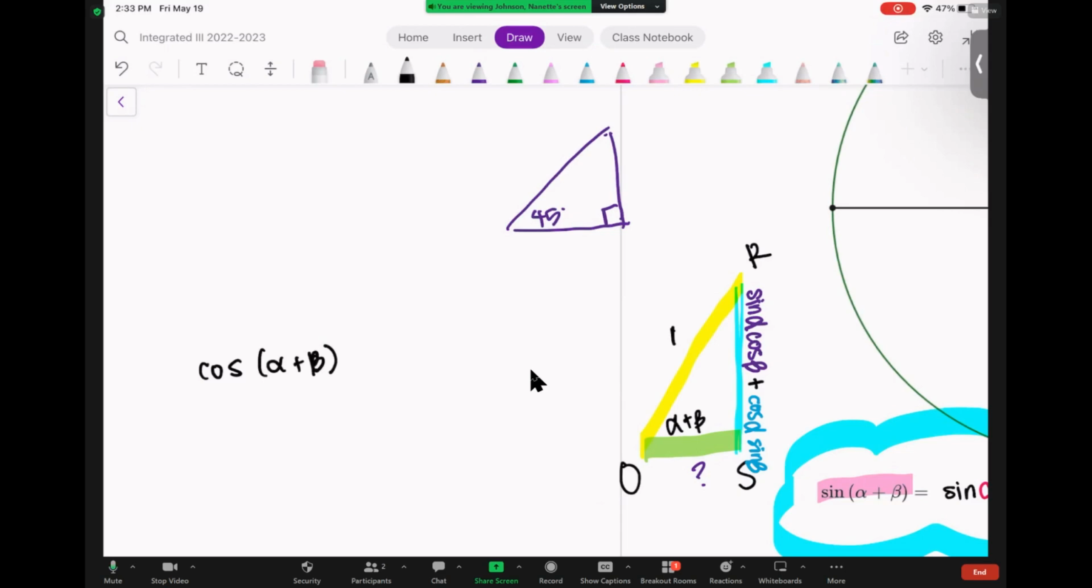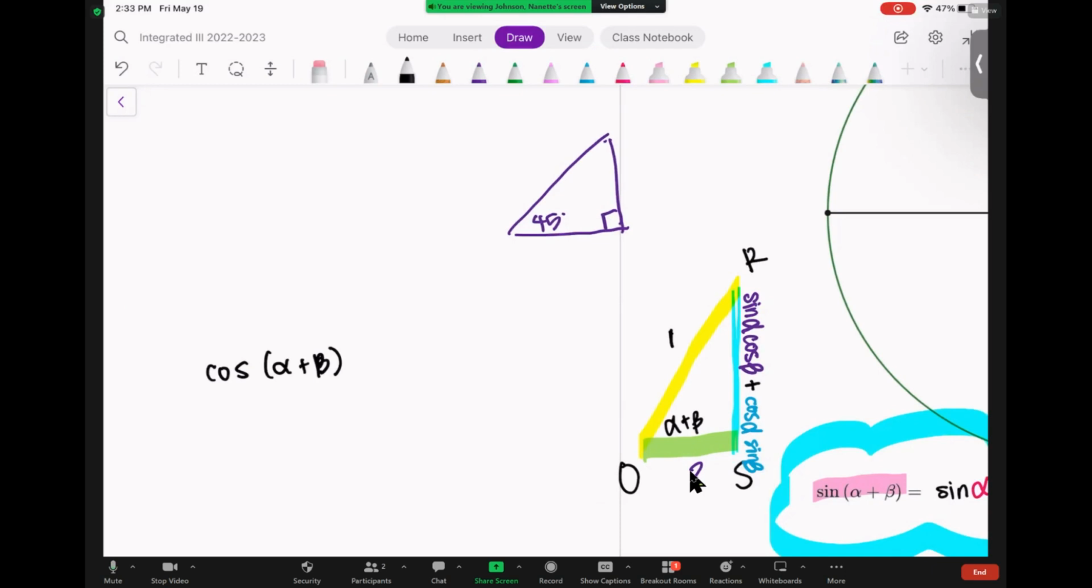And I don't know this part right here. So that's going to be what I want to find out. And then that's going to be equal to, I don't know, whatever. What would I call that? I've used a lot of t. I haven't used t. So t over 1. So that length is just cosine alpha plus beta.